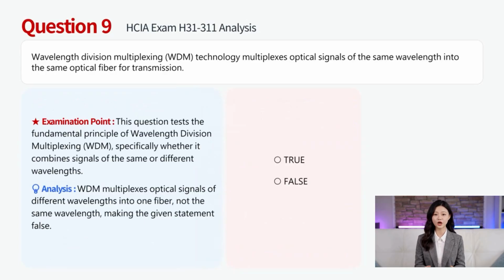The statement in the question incorrectly claims that signals of the same wavelength are multiplexed, which contradicts the very definition of WDM. Signals on the same wavelength would interfere destructively, making them indistinguishable at the receiver end. WDM's strength lies in its ability to treat different wavelengths as independent channels, vastly increasing the fiber's total bandwidth without requiring additional physical cables. Therefore, this question chooses false.